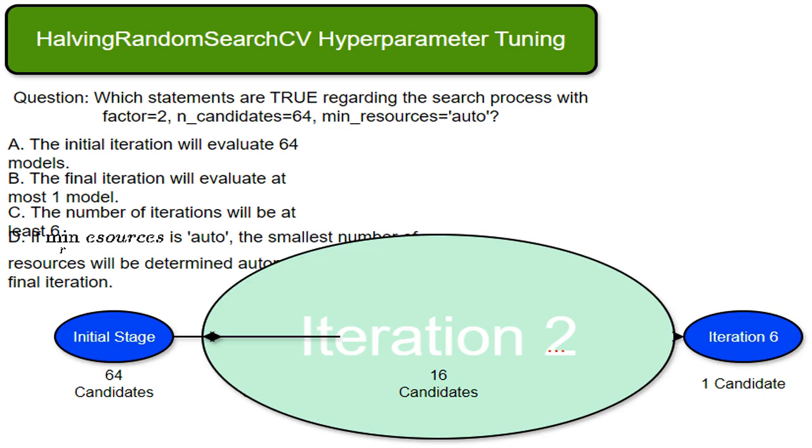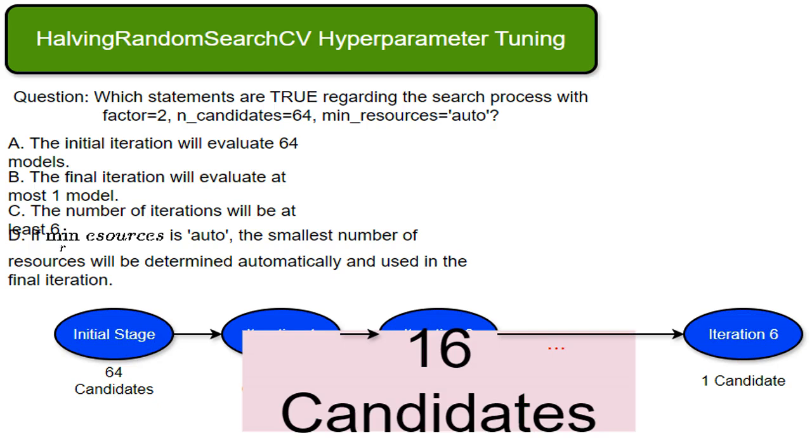The algorithm then proceeds to the second iteration. It takes the 32 best candidates and evaluates them. Again, it keeps only the top performers, which is half, reducing to 16. This continues the refinement process, another round of taste tests, discarding more inferior recipes. This halving process continues. Each iteration reduces the number of candidates by half. This is controlled by the factor parameter set to 2.